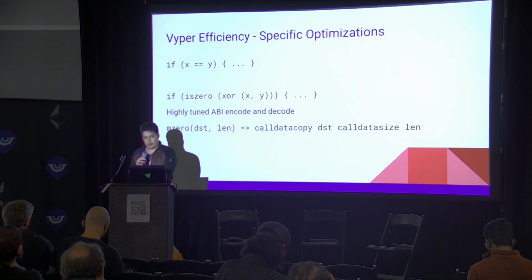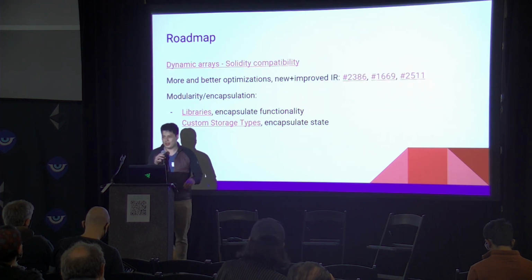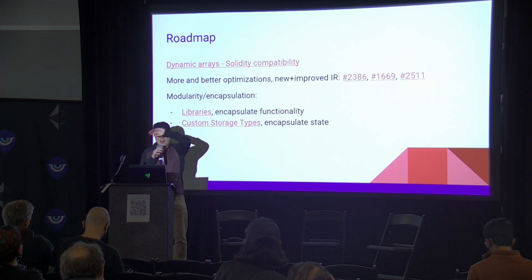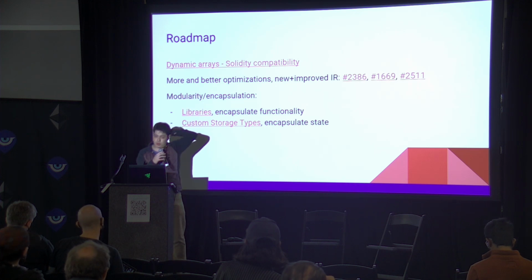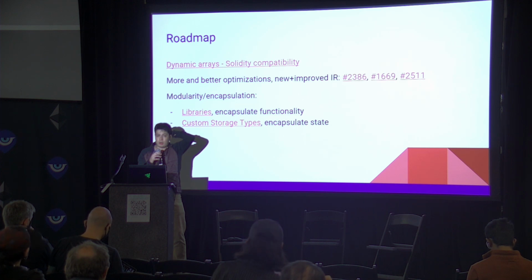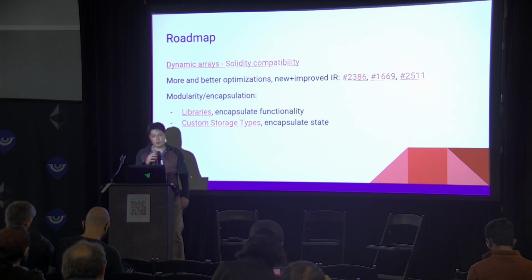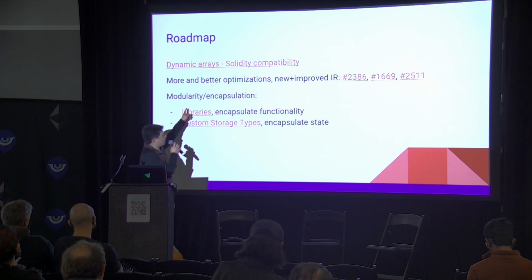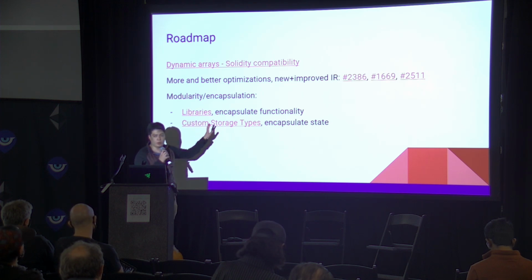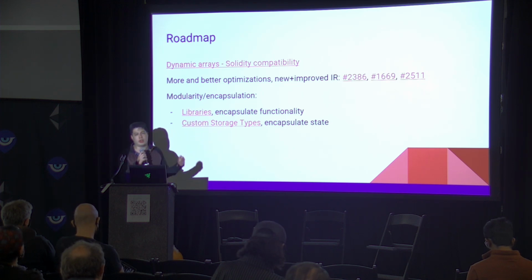OK. I think I might have bored you to tears already with all the optimization. Here's what's on our roadmap. We're going to do dynamic arrays. I think that's a big blocker for people trying to use Vyper, and it's kind of the last blocker, and then it should be pretty usable.